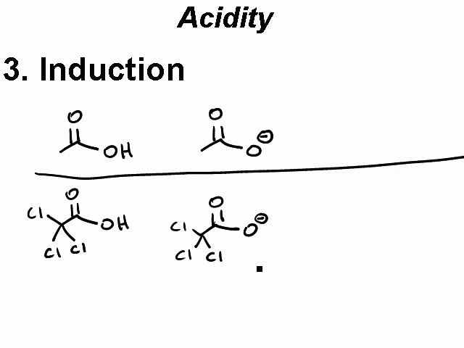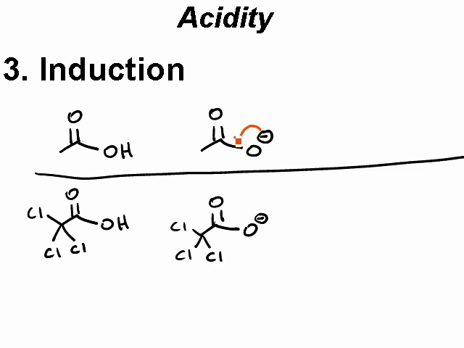we start with factor number 1. Factor number 1 says what atom is the charge on. Here the charge is on an oxygen atom. Here the charge is on an oxygen atom. So factor number 1 does not give us an answer. So we move on to factor number 2. Factor number 2 was resonance.